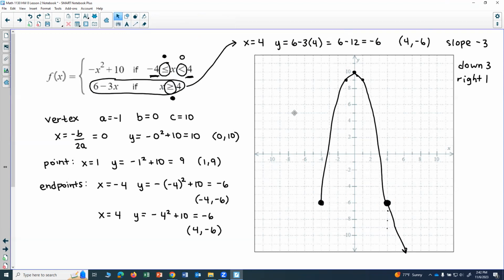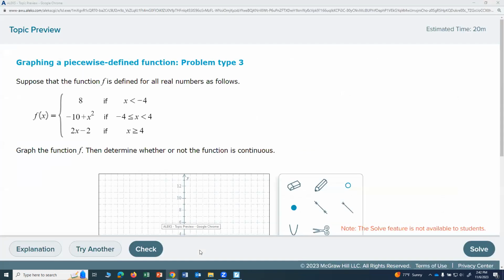Now, let me show you how to use the tool in ALEKS. Here I have a piecewise function where y equals 8 if x is less than negative 4, y equals negative 10 plus x squared if x is greater than or equal to negative 4 and less than positive 4, and y equals 2x minus 2 if x is greater than or equal to 4.